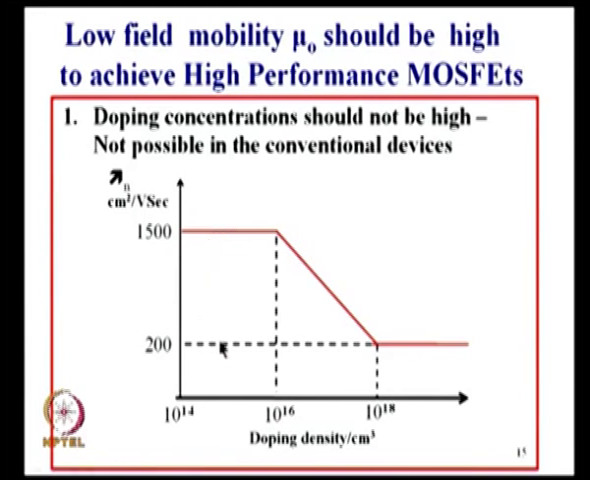So, if you increase the doping, the mobility is almost flat. I have plotted this as an approximated straight line. It will not be that straight, it will be smoothening here, smoothening here. So, when the doping is up to about 10^16, mobility of electrons will be 1500 centimeter square per volt second. But once you reach about 10^16 doping, the mobility starts falling.